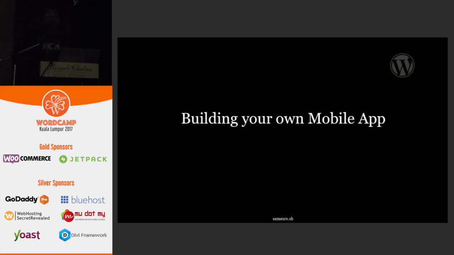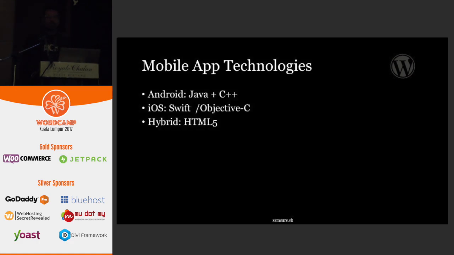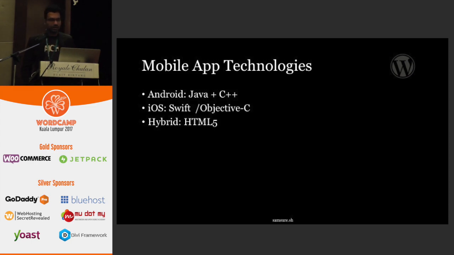Okay, building your own mobile app can be really difficult sometimes. There are different technologies available for mobile apps. You can learn Java and C++ to build an Android mobile application. You can learn the Swift programming language or Objective-C to build for iOS. Any Java programmers here?